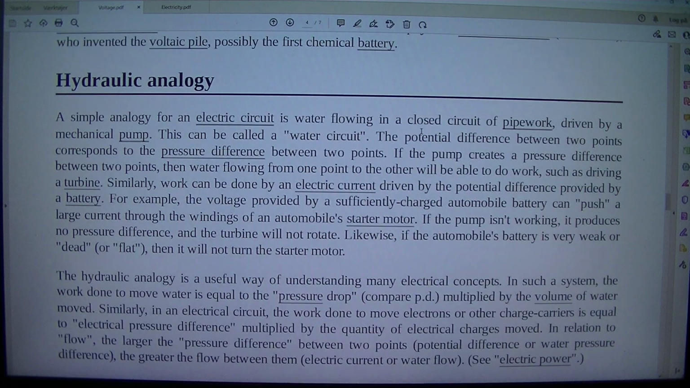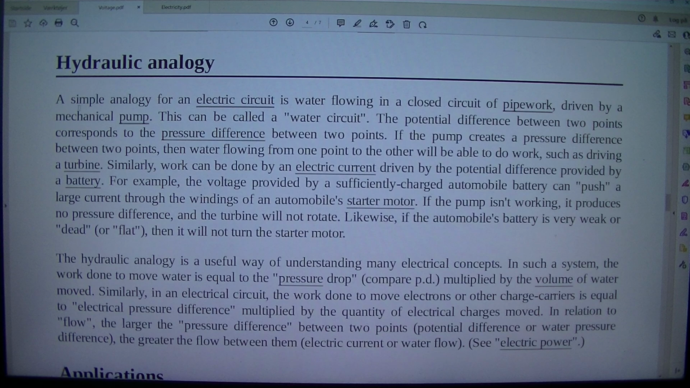Hydraulic analogy. A simple analogy for an electric circuit is water flowing in a closed circuit of pipework, driven by a mechanical pump. This can be called a water circuit. The potential difference between 2 points corresponds to the pressure difference between 2 points. If the pump creates a pressure difference between 2 points, then water flowing from one point to the other will be able to do work, such as driving a turbine.